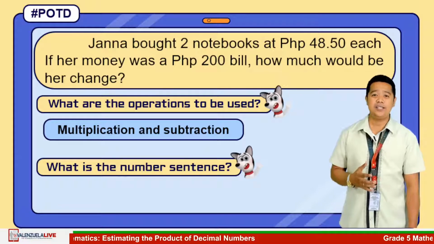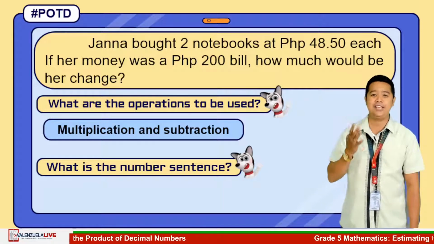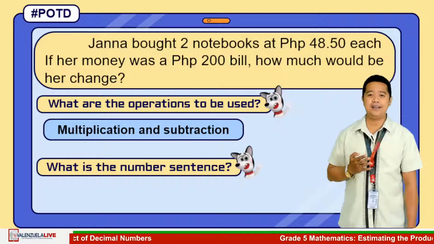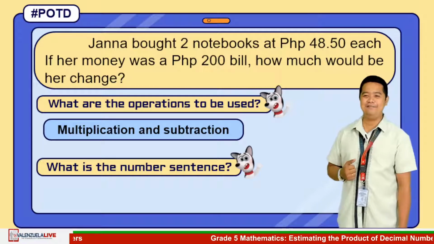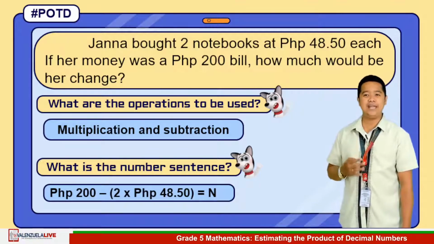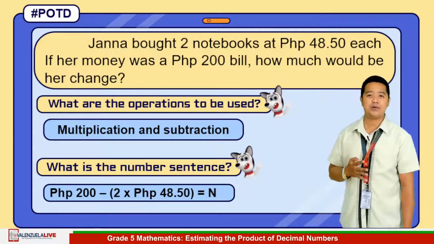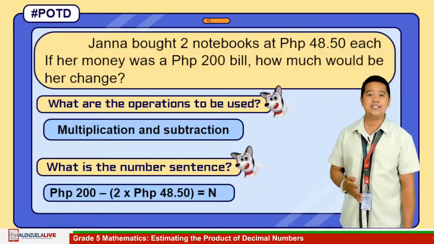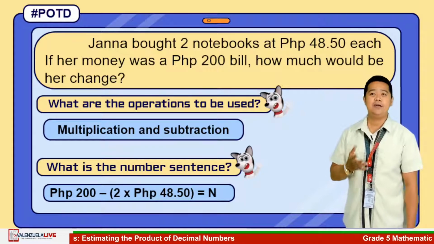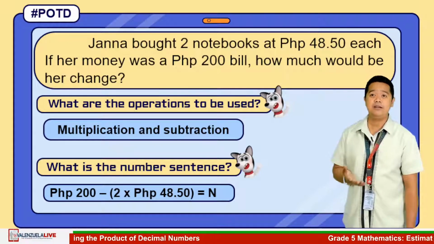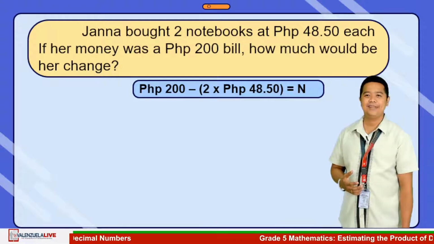How about what is the number sentence? Kindly use the given facts to formulate the number sentence. Great job, grade 5. We have 200 pesos minus 2 times 48 pesos and 50 cents equals n, where n is the change of Jana Joy from her 200 peso bill. Now, let us solve.